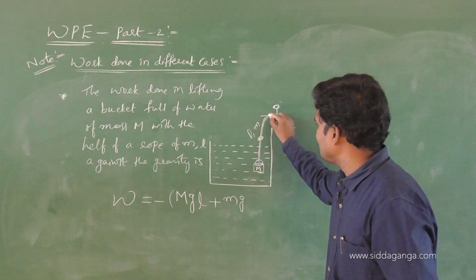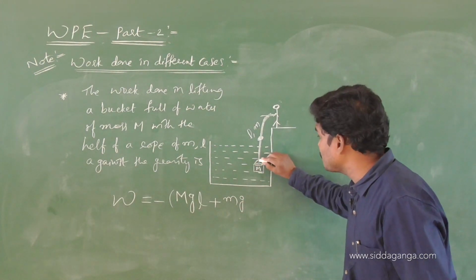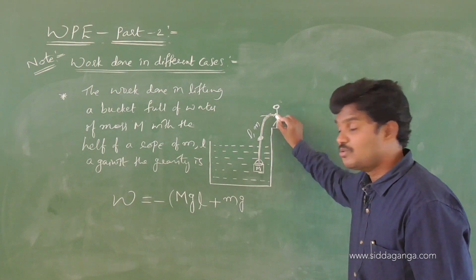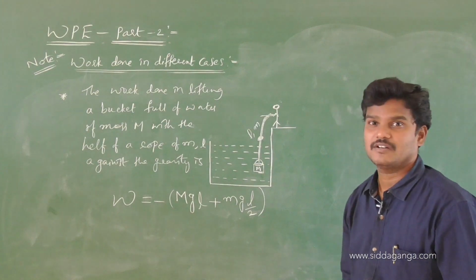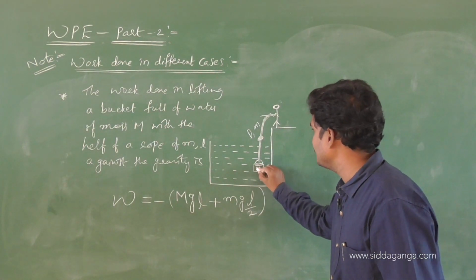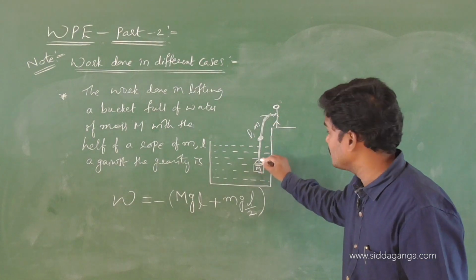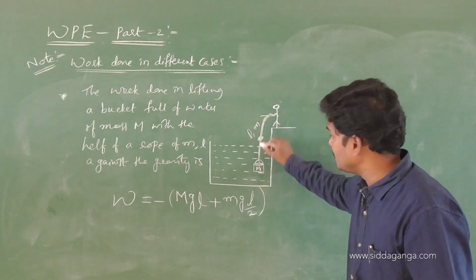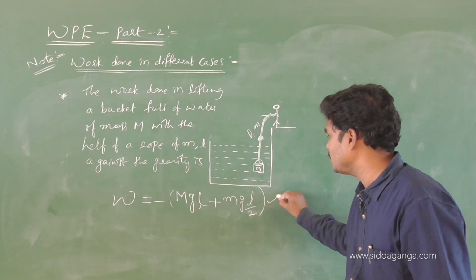So here for this wire you can write mg, and mass is distributed from this place to this place. Length is also there from here to here. So you write the midpoint, mg L by 2. So this is the formula. For the bucket, from here to here is L, because bucket mass is up to here only. For the wire, mass starts from here and ends up to here. Take the midpoint of that wire, mg L by 2.